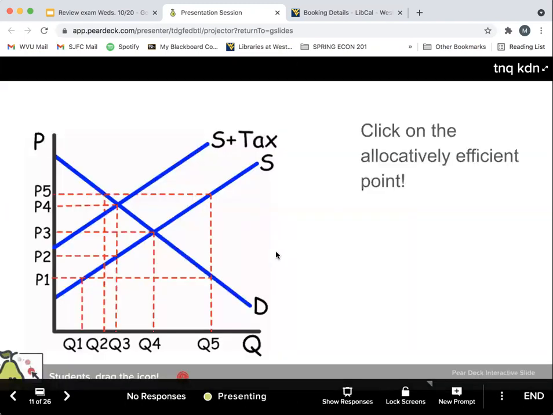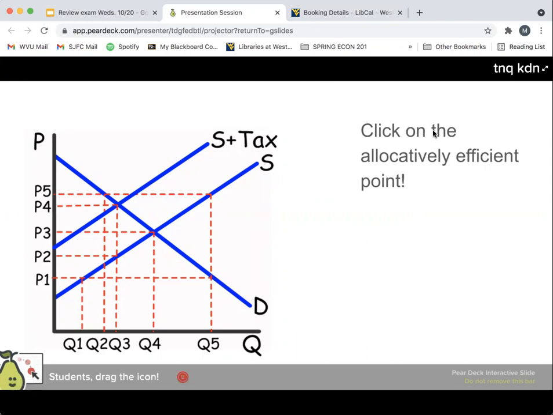All right, moving on. So this slide is a little tricky. This is kind of a trick question here. Click on the allocatively efficient point. In this graph, we see that there must have been some kind of externality. Some kind of good is being taxed on the producer side, on that supply side. So when I say allocatively efficient point, any market without that tax, any market that is naturally occurring and isn't being distorted by this additional tax, that is going to be our allocatively efficient point. So we're going to find the point where supply and demand cross for that. And so this is our most efficient point, this Q4 P3, all right?